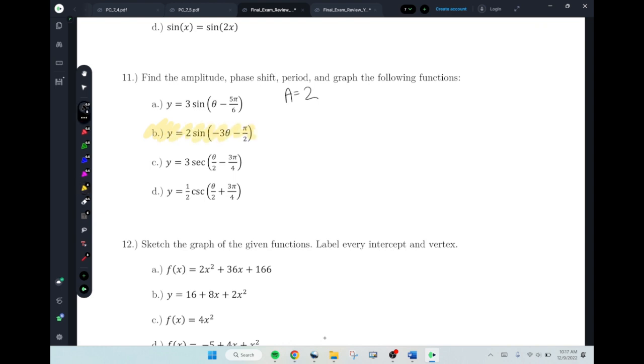Okay. Phase shift, period, and graph. Now, before we move on, we do have to do one manipulation. That was the gimme thing. We have to take the negative 3 out. So we're going to take this negative 3 outside there, right? And what's left on the inside? Theta plus pi over 6. We took out a negative 3.